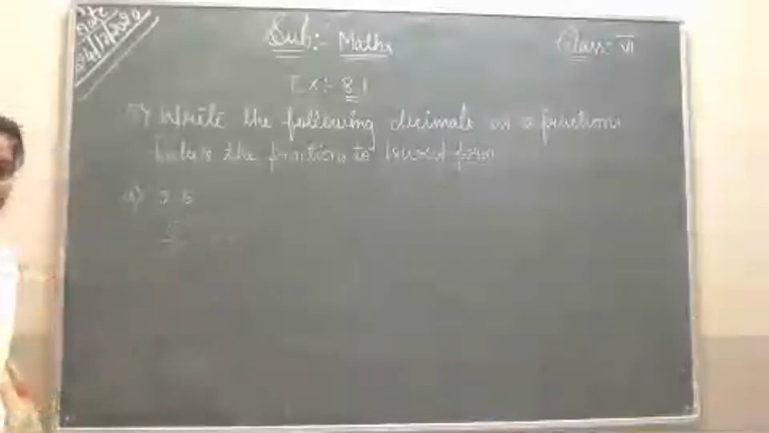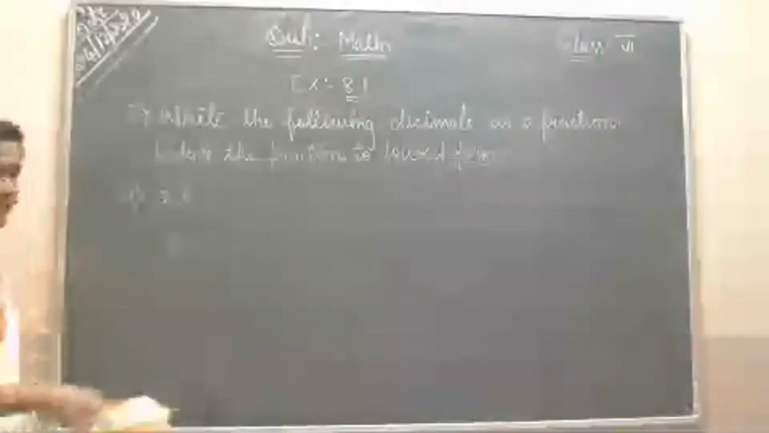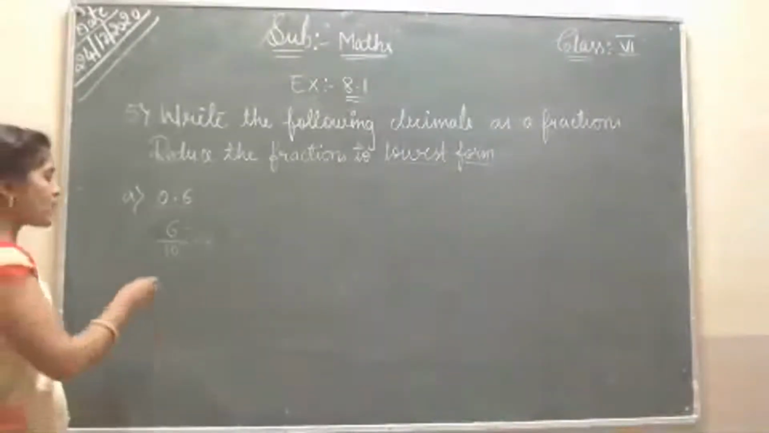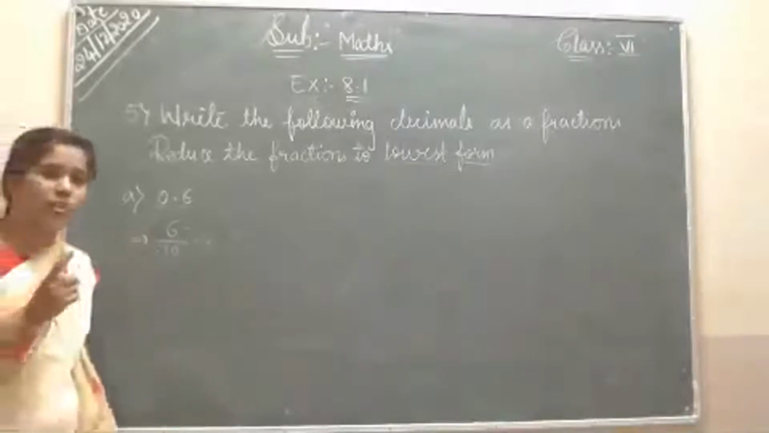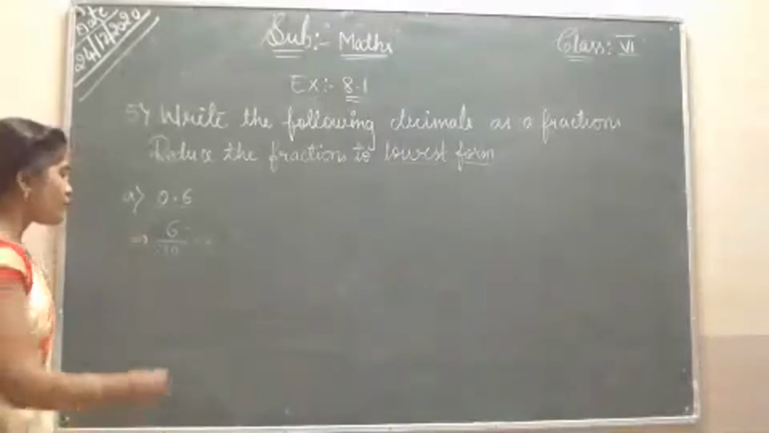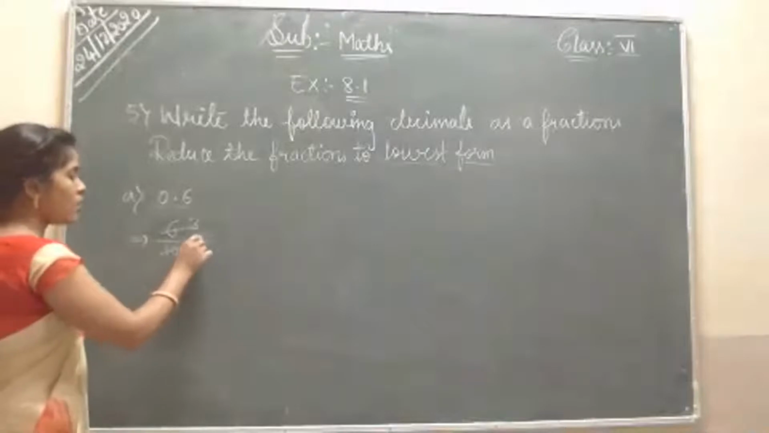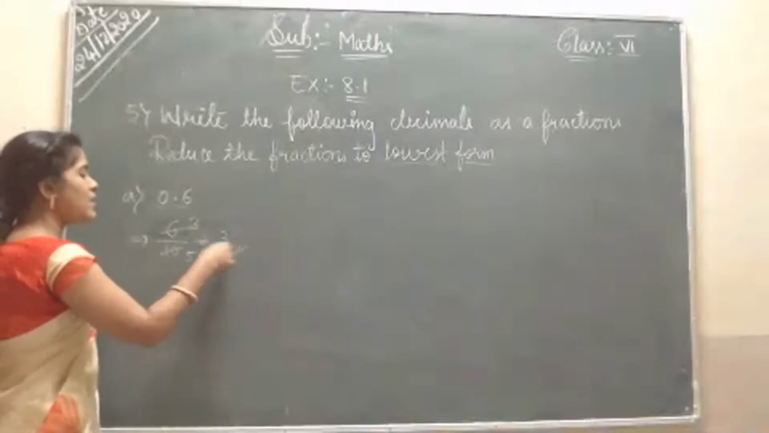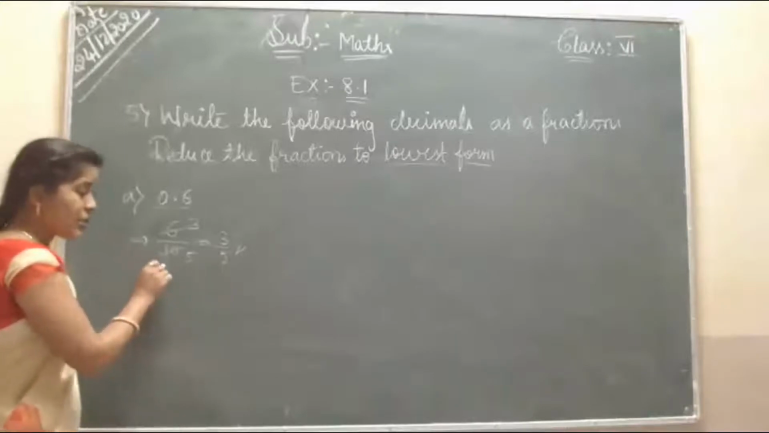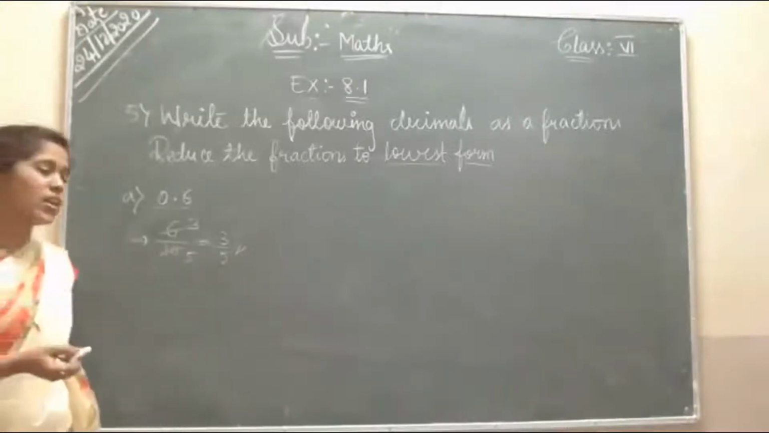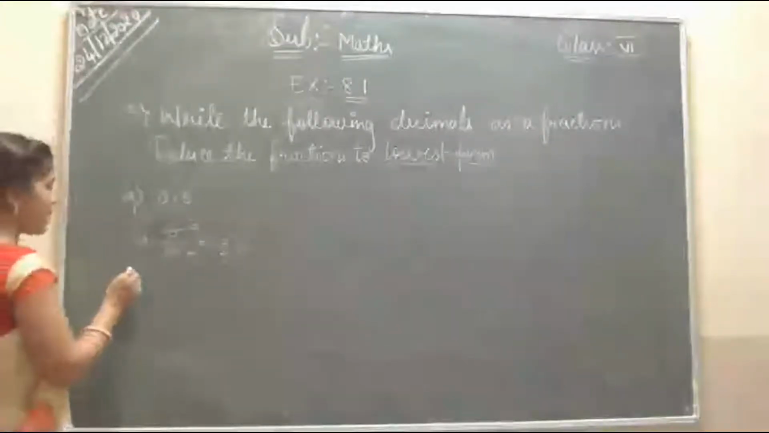0.6 is nothing but 6 by 10. So we are converting decimal to fraction. 6 by 10 is nothing but 0.6 only. And this is not in simplest form. We have to convert this into simplest form. 2 3s are 6, 2 5s are 10. So 3 by 5 is in simplest form. So we have converted into fraction, then into lowest form. Understood? Next, B.